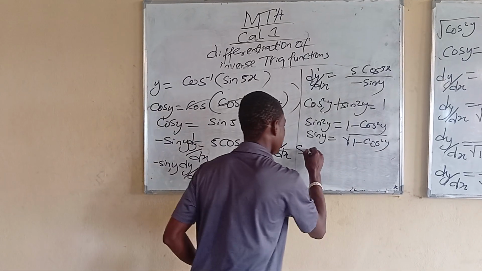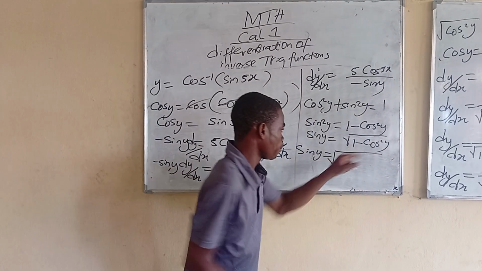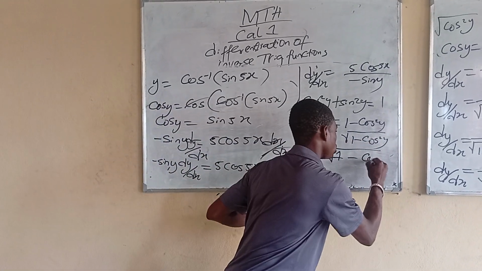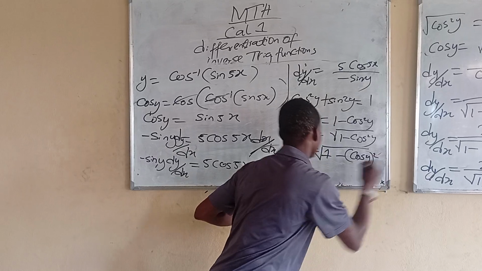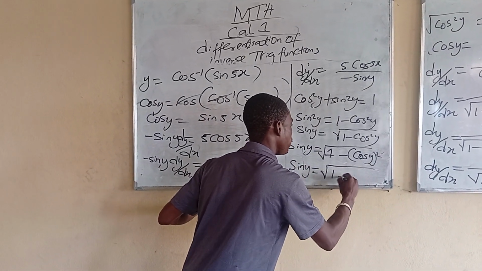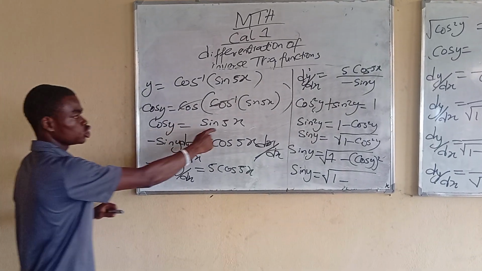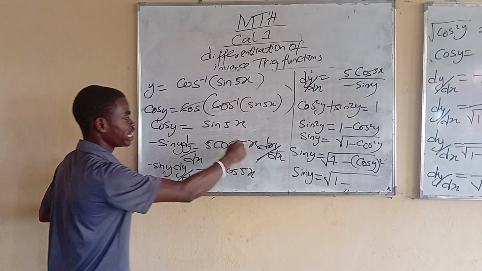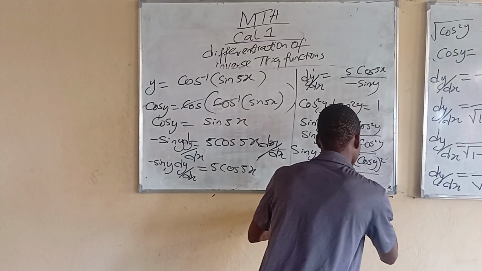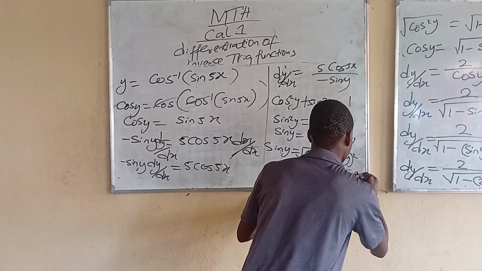Now your sine y will be equal to square root of what? Now 1 minus cos squared y. So that's cos y then squared. So your sine y will be equal to square root of 1 minus. Now what's your cos y? Come back here. Your cos y is just sine 5x. Your cos y is just what? Sine 5x. Impute it here. So that's going to be sine 5x squared.